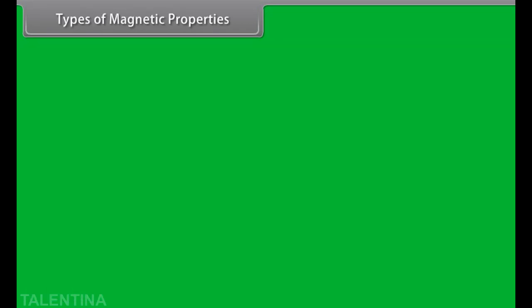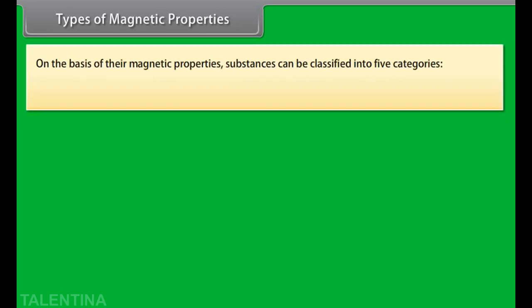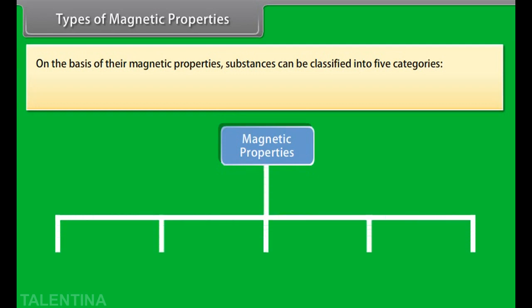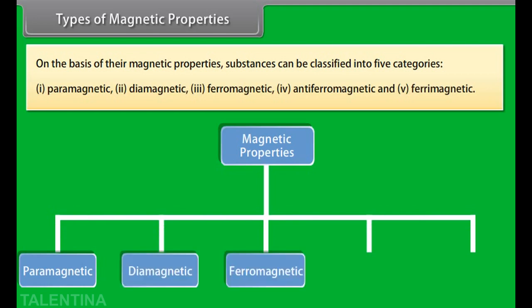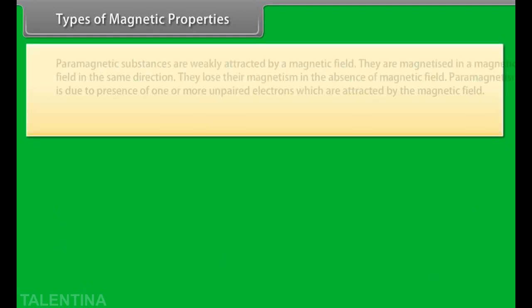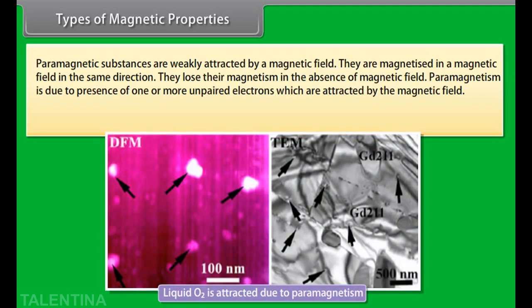Types of magnetic properties. On the basis of their magnetic properties, substances can be classified into five categories: 1. Paramagnetic, 2. Diamagnetic, 3. Ferromagnetic, 4. Antiferromagnetic, and 5. Ferrimagnetic. Paramagnetic substances are weakly attracted by a magnetic field.